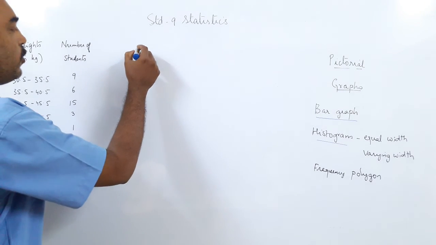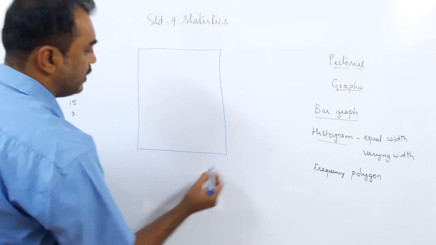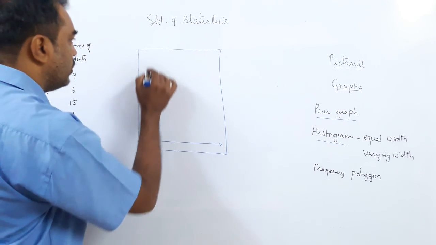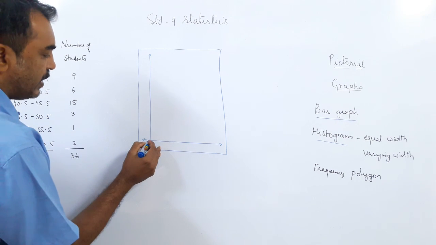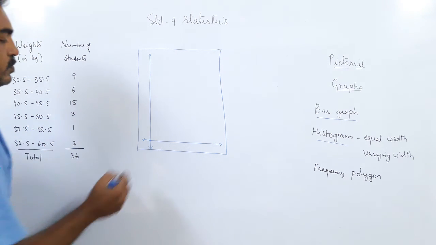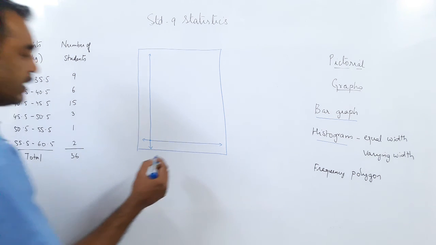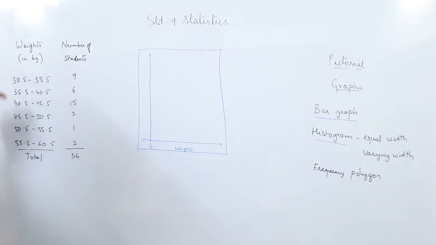Now we'll see how we make the histogram. You have your graph paper with you, right? Again, what will you do? On the x-axis you will draw a line. On the y-axis you will draw a line, leaving a gap, and where both the lines meet, this is your origin which is 0, 0. Now you can see 30.5 to 35.5. We are going to put the weight on the x-axis. Legend is the weight. Now 30.5 to 35.5, 35.5 to 40.5. So this is where we go.